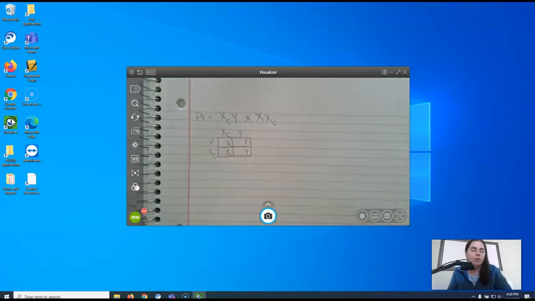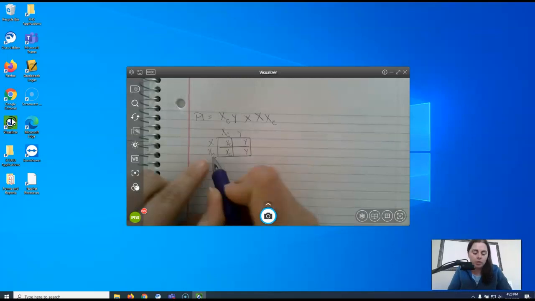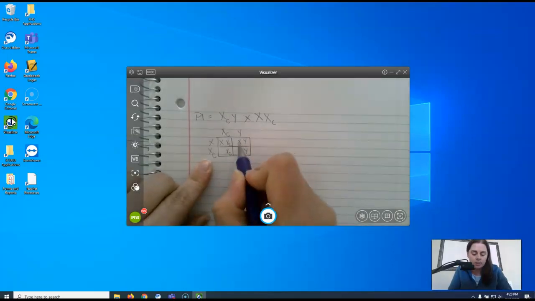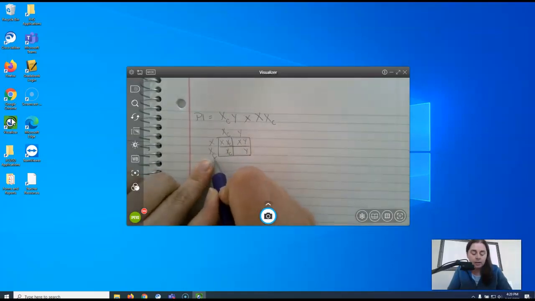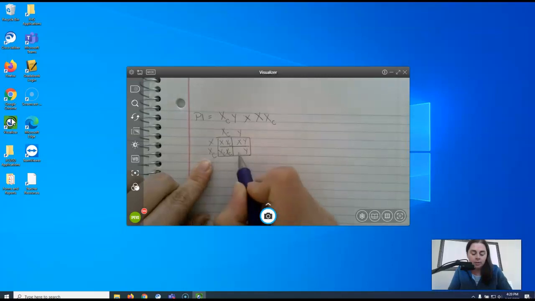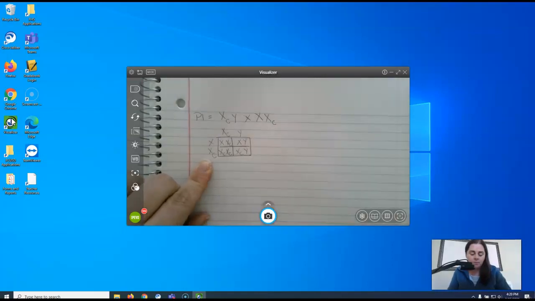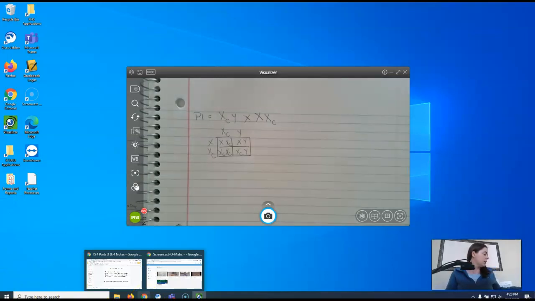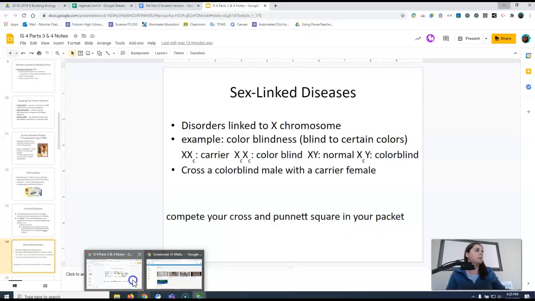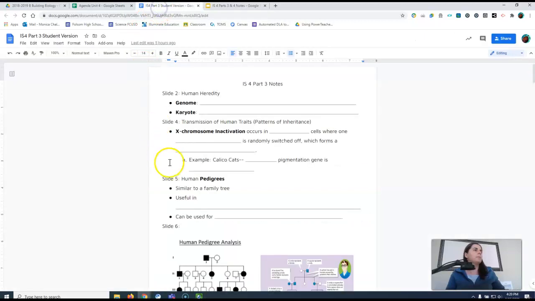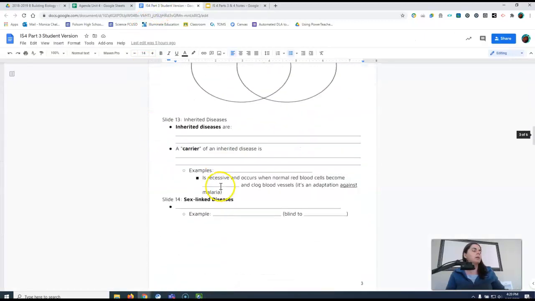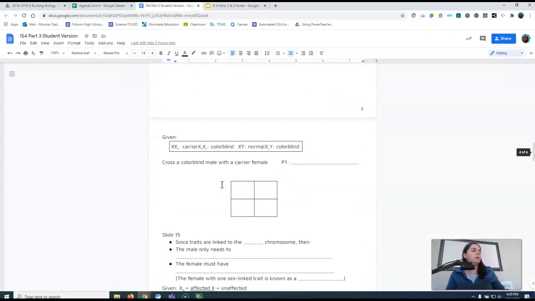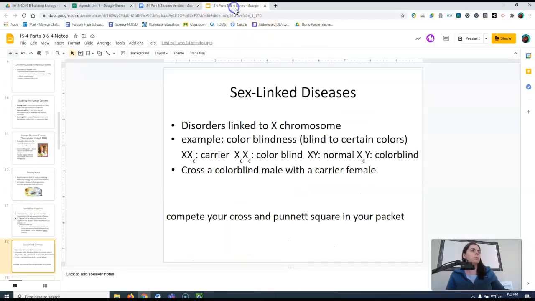Okay, on the right. Then we're going to slide our X's across. And this one here is another carrier one, so make sure you put the C. Okay? Alright, so that we've completed our Punnett square. I don't think I asked anything else on the notes on that. Nope, just the P1 cross. Okay, so that's all we needed. Perfect.